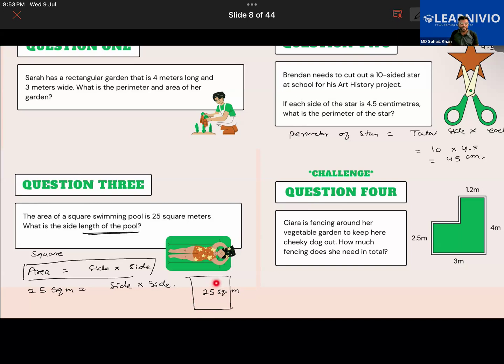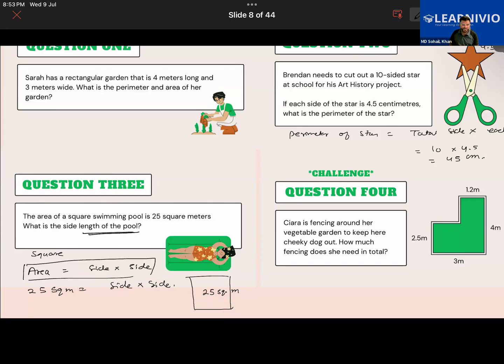Hold on, listen to me first. Let me complete. As we know that all the sides of the square are same, so what could it be? The area is 25 square meter. How can the area and the length be same? So what could be the possible length of the sides upon multiplication of which you will get 25?